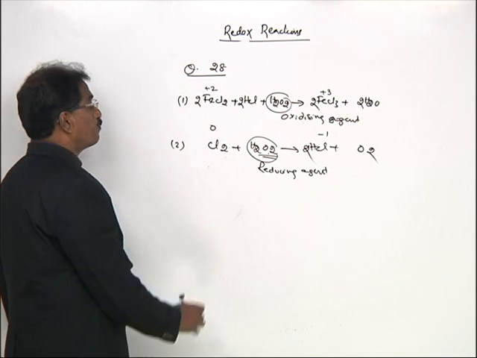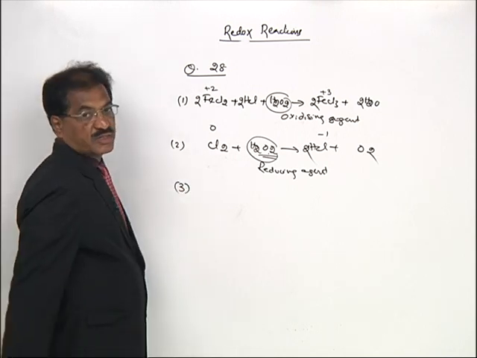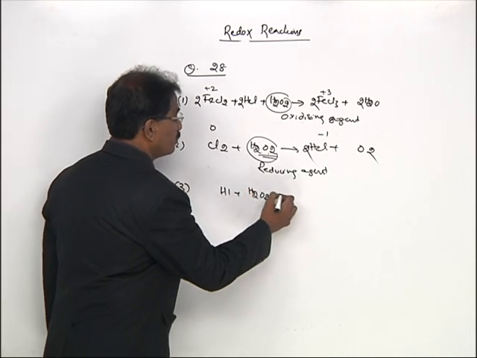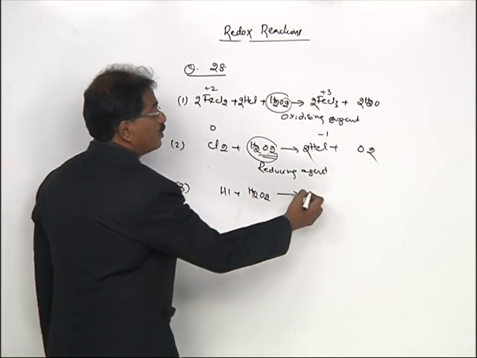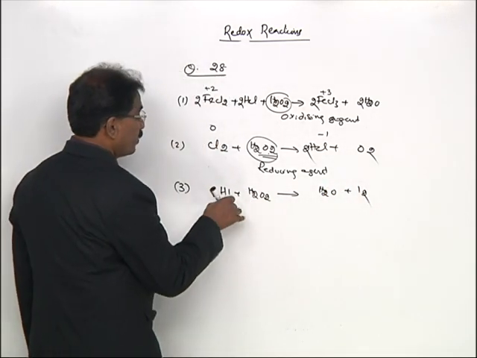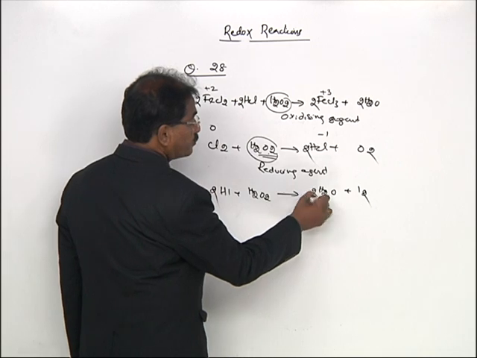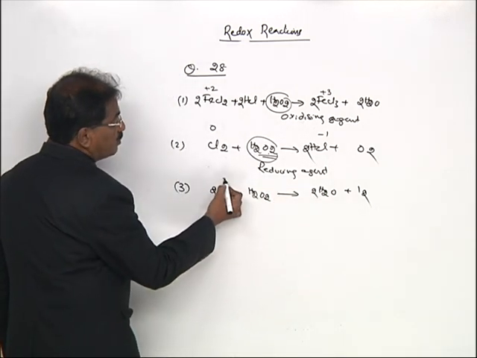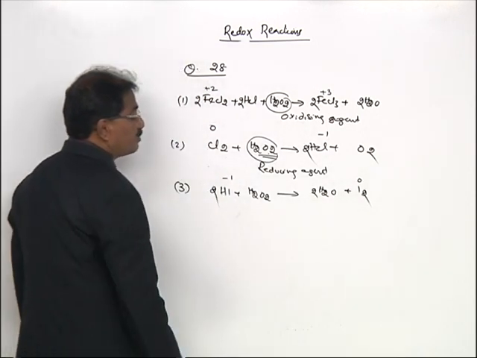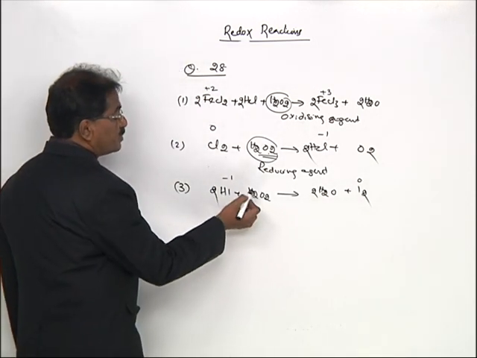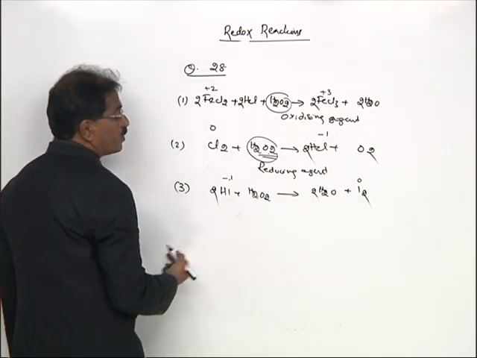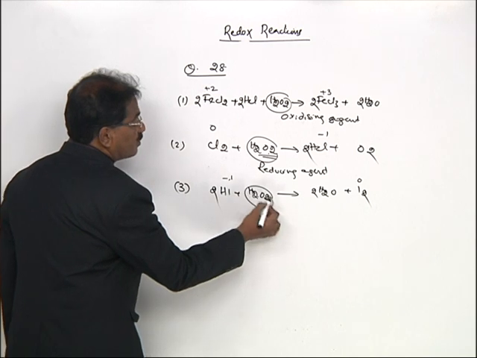Next, in the third reaction, hydrogen iodide plus H2O2 gives H2O plus I2. In this reaction, the oxidation state of iodine here is -1, here 0. That means because of the reaction with H2O2, the iodide is undergoing oxidation. Therefore, H2O2 is acting as the oxidizing agent.